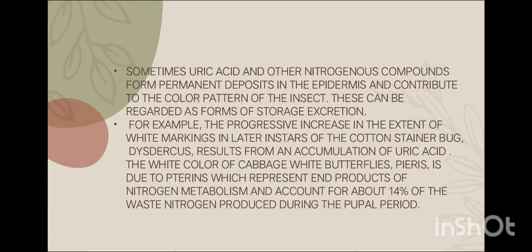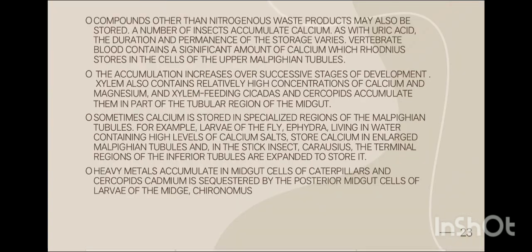Also the white color of the cabbage white butterflies is due to the pterins, which represent the end product of the nitrogen metabolism and can account for 14%. That is, 14% of this pterin is the waste product of nitrogen metabolism. So because of that we can also see a white color in cabbage white butterflies.